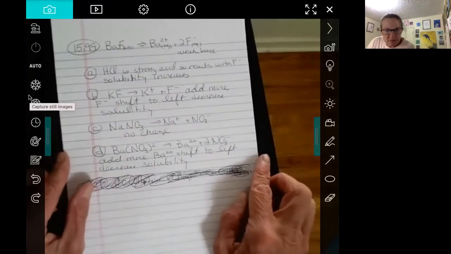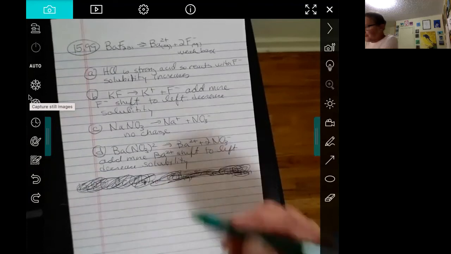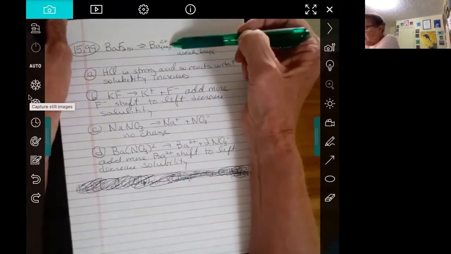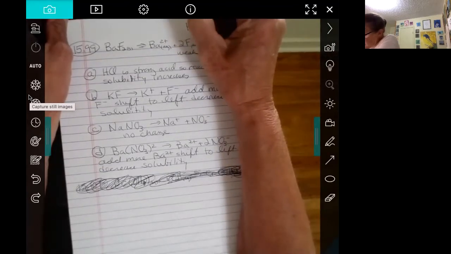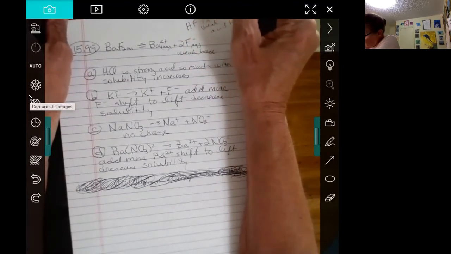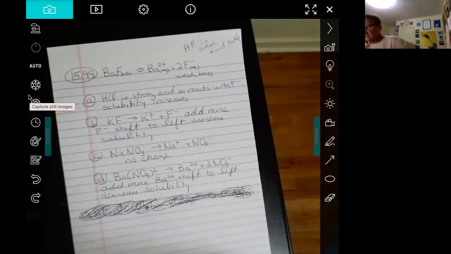Okay, so 99. Use Le Chatelier's principle to predict whether the solubility of barium fluoride will increase, decrease, or remain the same when you add some of these substances. The one thing to note is that barium fluoride makes Ba2+ and fluoride. You can find HF in the weak acid table. So that means that the F minus is the conjugate base of a weak acid, so it's a weak base.